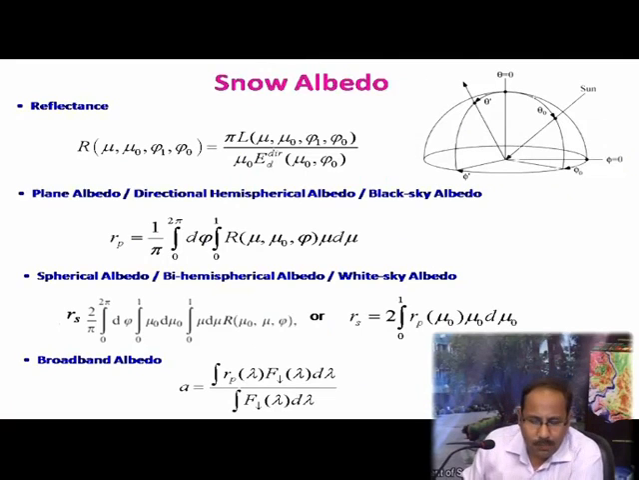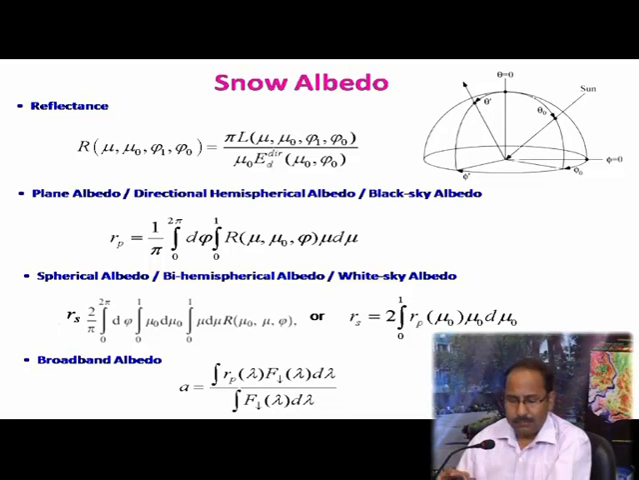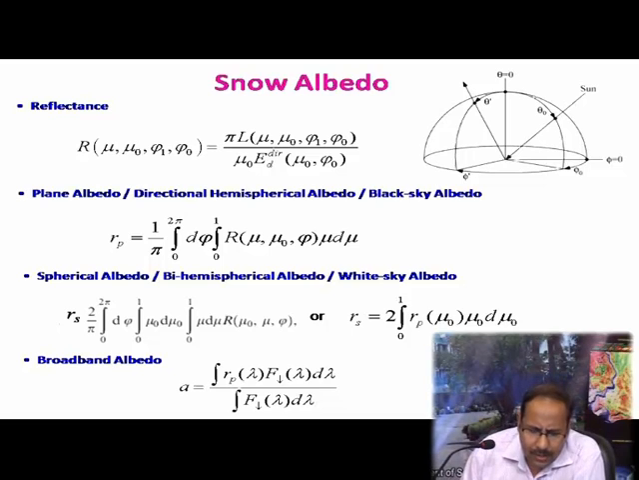So now I am coming to another application, that's snow albedo. First of all, what is reflectance? Reflectance is defined by πL divided by μ0 ED, where L is the radiance and ED is the direct irradiance. So reflectance is basically the fraction of incident light which is reflected from a surface.